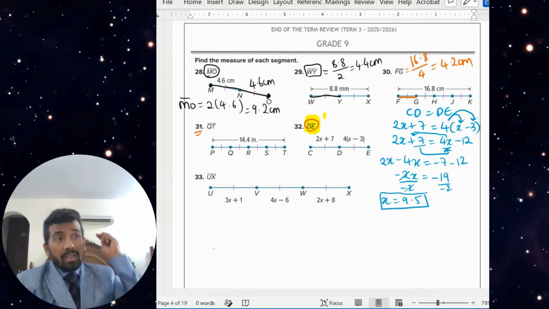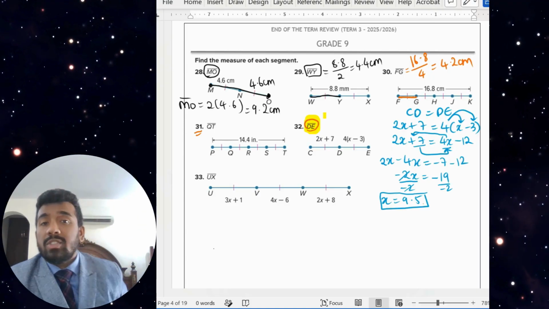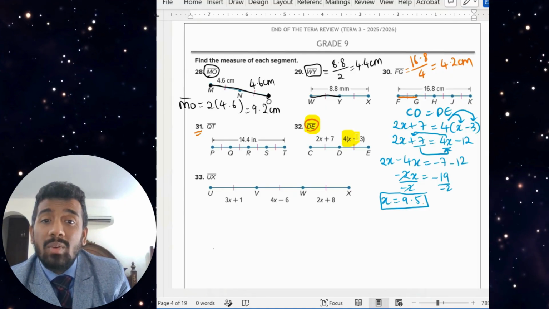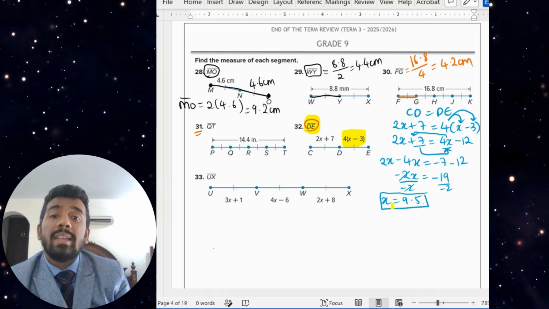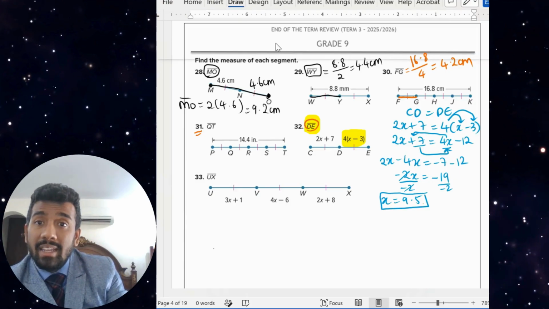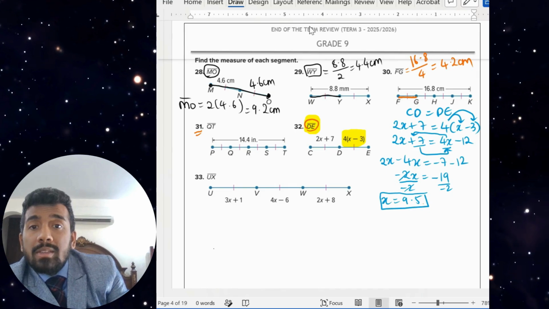They take 9.5, select the option. Yes, A, 9.5. Finish. No. They want DE. And what's DE? 4x minus 3. So we need to find DE. Okay, so that's our next step.